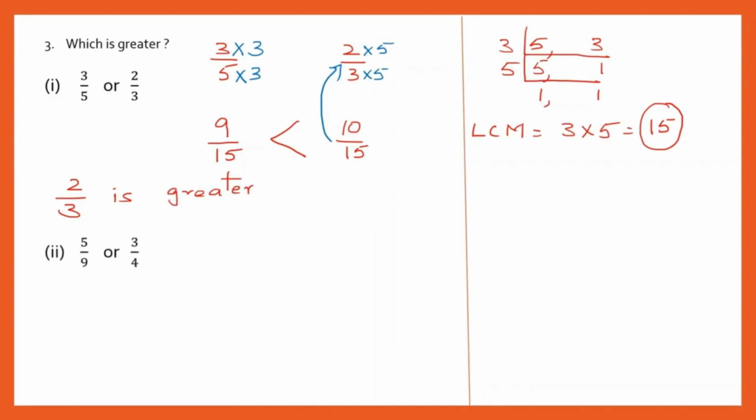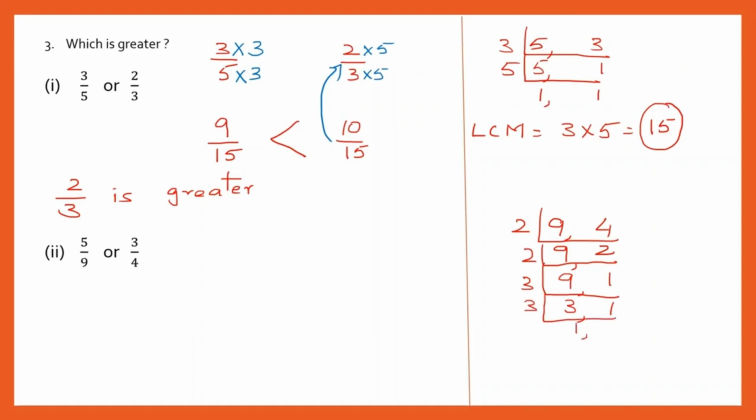Question 2. Two unlike fractions again. Let's find the LCM. 9 and 4 are the denominators. We're going to find the LCM starting with 2. I bring down 9. 2 twos are 4. I'm going to use 2 again. Bring down 9. 2 ones are 2. Now I move to 3. 3 threes are 9. I continue with 3.